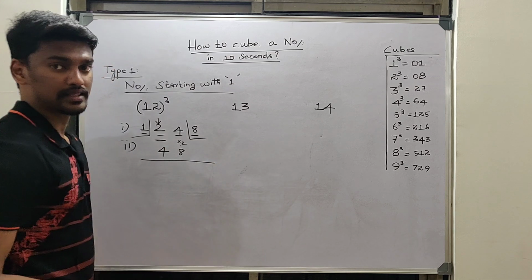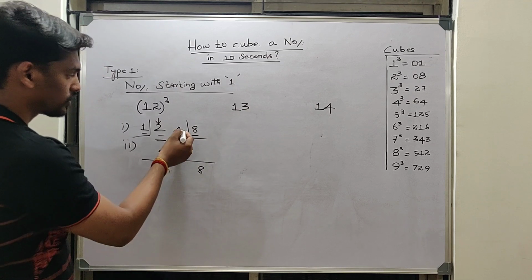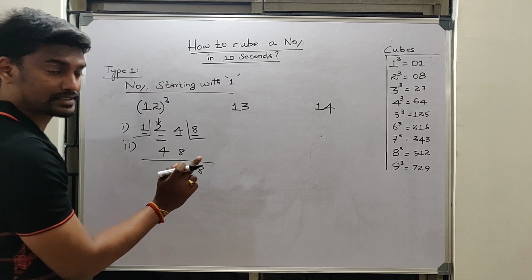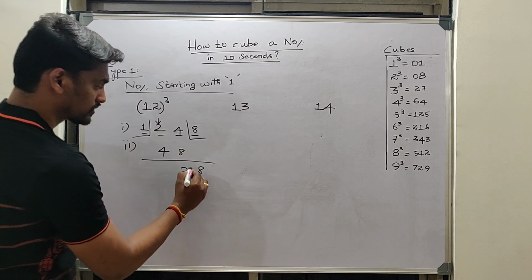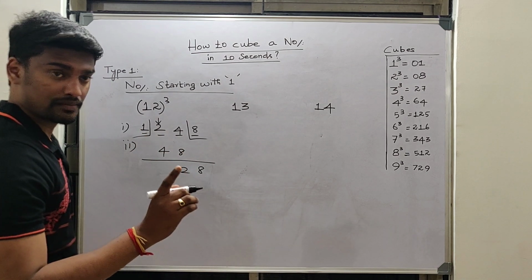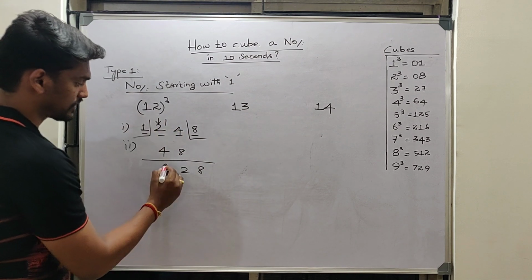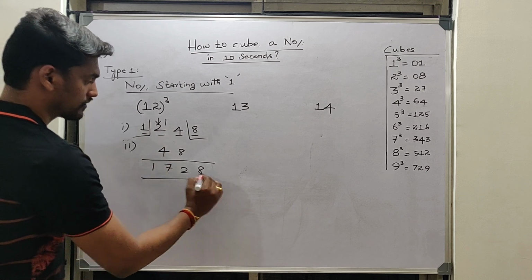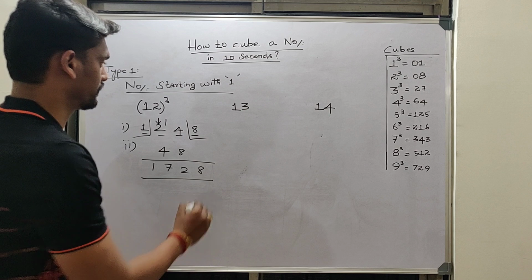And step number 3 is nothing but normal addition you have to do. So 8. We know that 4 plus 8 is 12. So 2 is written over here. The remainder 1 will be carried over here. So 4 plus 2 is 6, 6 plus 1 is 7, and 1 will be written over here. So the answer for this question is 1728.